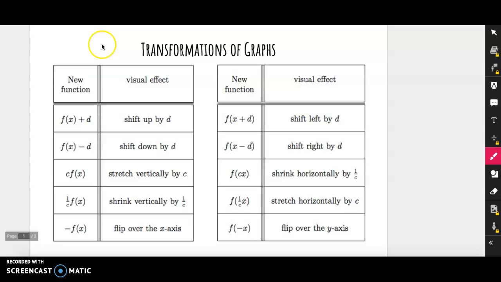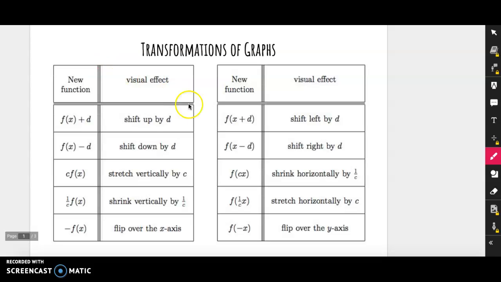Hey guys, so I basically wanted to make another transformations video that goes through the different types of transformations, different ways you might see them, different ways you can apply them, visually what happens to your graph when you use them, and basically just do an overall review of transformations.